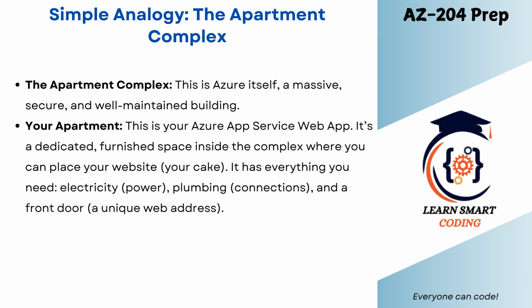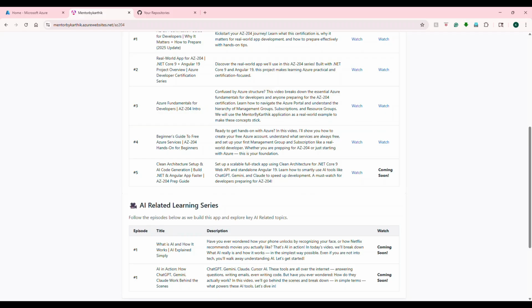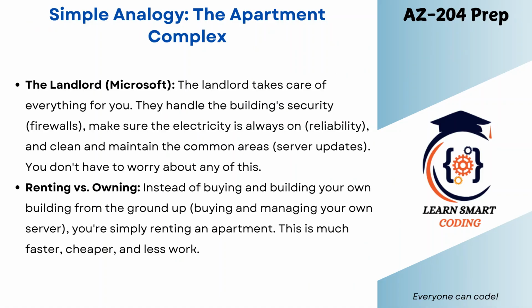Let's break it down. The apartment complex. This is Azure itself, a massive, secure and well-maintained building. Your apartment, which is your Azure App Service web app, is a dedicated, furnished space inside the complex where you can place your website, which is your cake. Now it has everything you need: electricity, power, plumbing, a connection at the front door, a unique address for your apartment, right? Great. Unique address here, in the sense, this is the unique address.